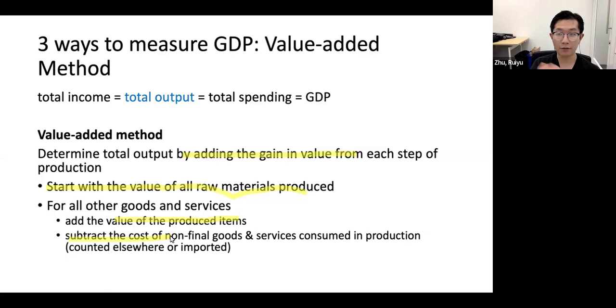So again, go back to that example. For car production, they are using steel as inputs, right? And that steel is already used in the process of production, right? So the value of that car production actually is the value of all the cars minus the value of the steel used. That's the idea of the value-added method. And we are doing that for every industry. Adding them up, we get the total value.